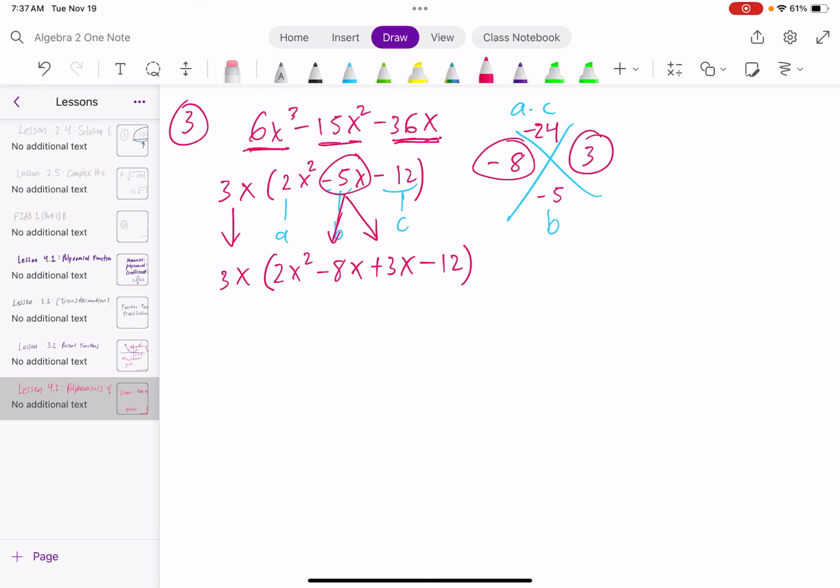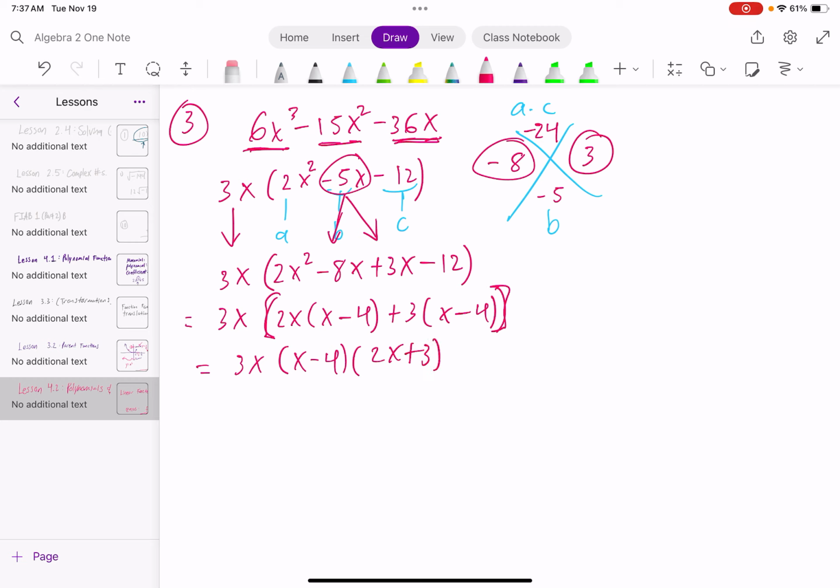3x. Well, I'm just going to work on the inside. We have, let's say I take out a 2x, we're left with x minus 4. And let's say I take out a 3, I have x minus 4 again. Right? And this is all still multiplied by this. And so on the outside of here, if I take out an x minus 4, I'm left with 2x plus 3. And that's the answer.